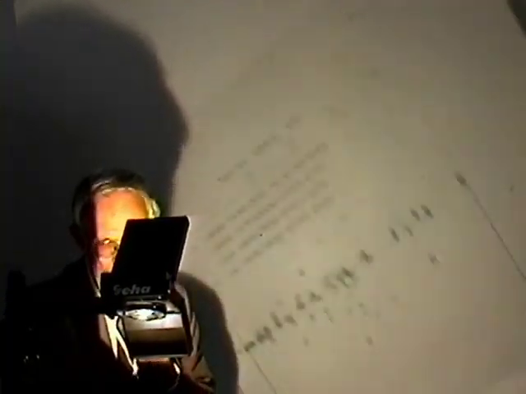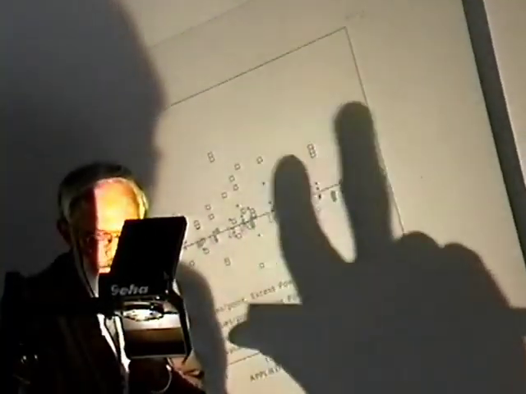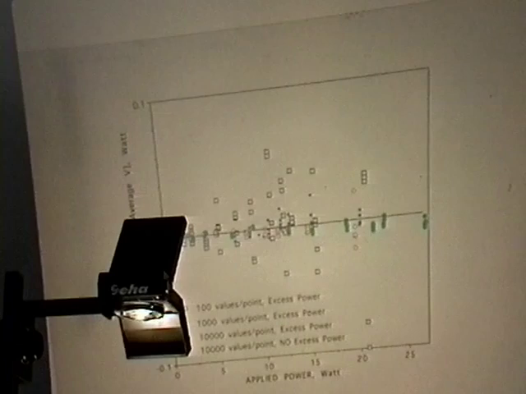Then the assertion was that I was calculating the power incorrectly. That I was measuring the average current and the average voltage and then multiplying those averages. They said, no, you can't do that. You have to take the voltage times the current and then average that to get the power. So I made those calculations, and you can see the difference between the average of current times voltage minus the average voltage times average current.